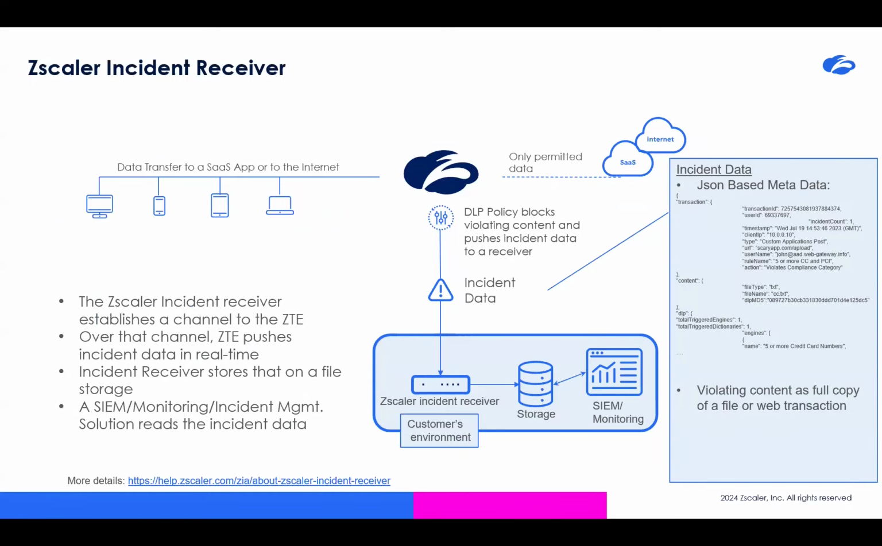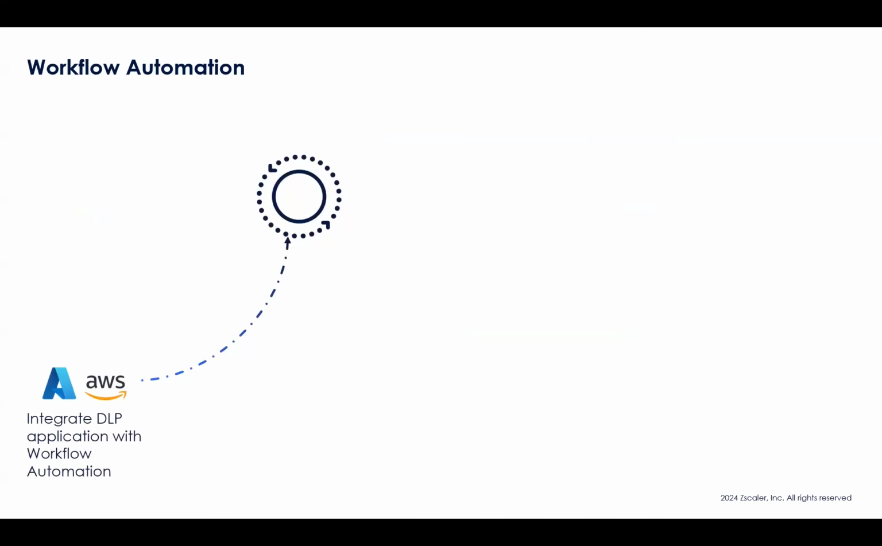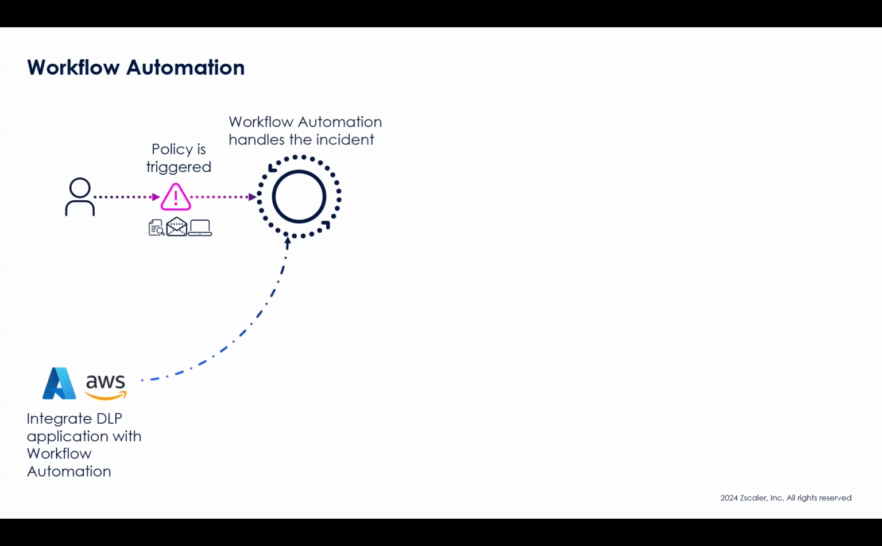Next, let's talk about workflow automation. Workflow automation works by integrating your DLP applications with workflow automation. This means that when a policy is triggered by a user action, workflow automation will handle the incident. The user will be prompted via a survey template to provide a justification for why they're violating a DLP policy.